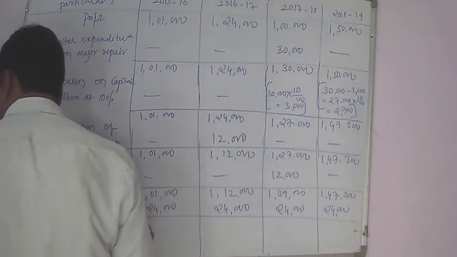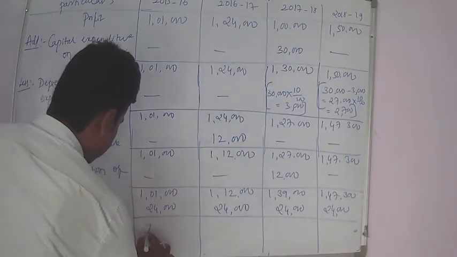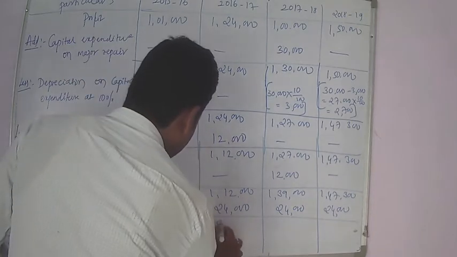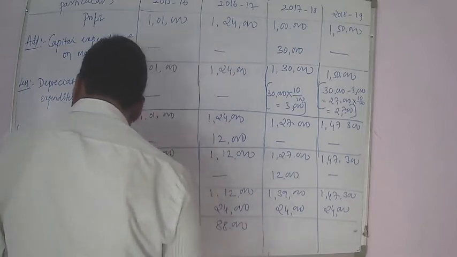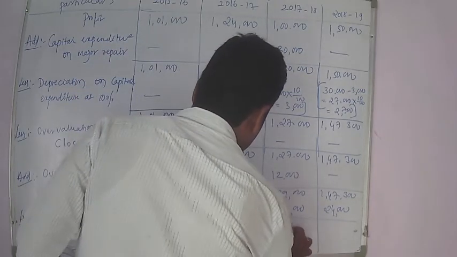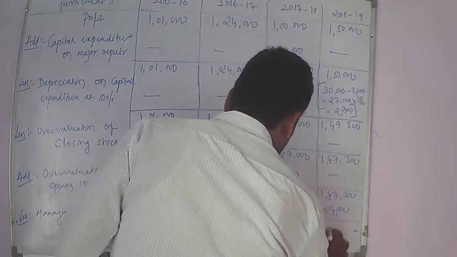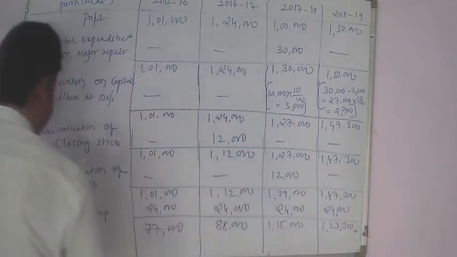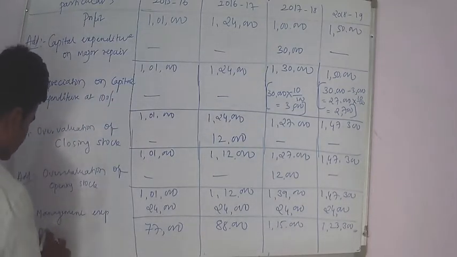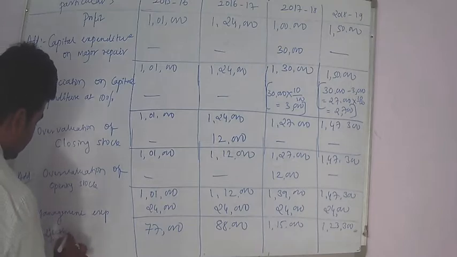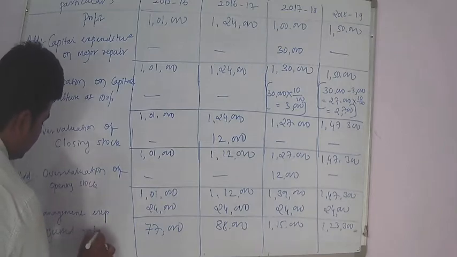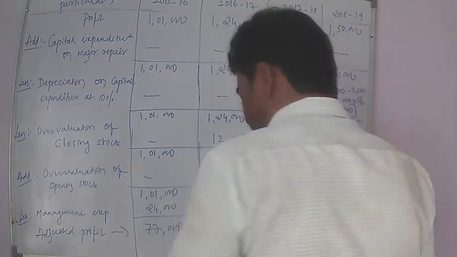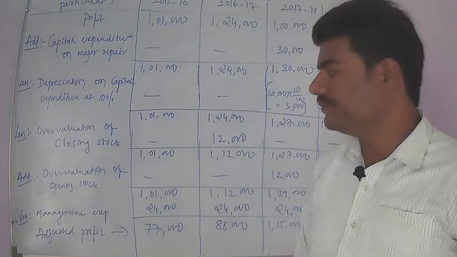Yes, 1 lakh 1 minus 24, it is 77,000. It is 88,000. It is 1 lakh 15,000. It is 1 lakh 23,300. This is the adjusted profit, or it is the future profit. This is the first step to calculate the adjusted profit. The second step would be calculation of weighted profits.